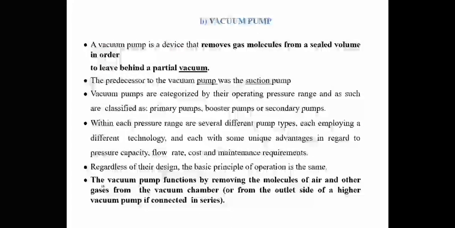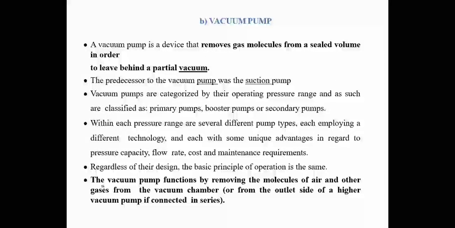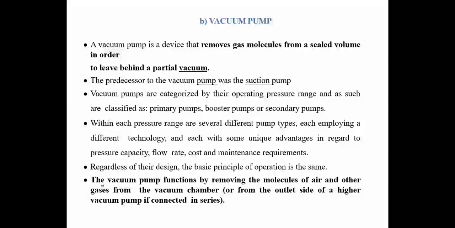Now another one is the vacuum pump. A vacuum pump is used to remove gas molecules from a container. So if there is a closed space and there is a lot of air in that closed space, we will use a vacuum pump for removing some air from that closed space, in order to make that space partially vacuum. Okay, so the vacuum pump functions by removing the molecules of air and other gases from the vacuum chamber.